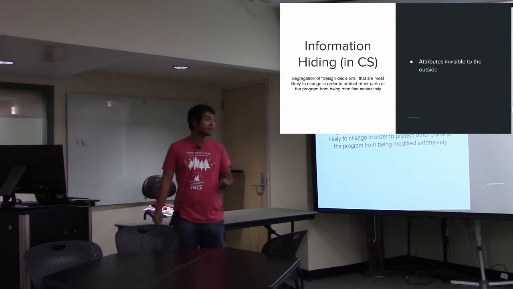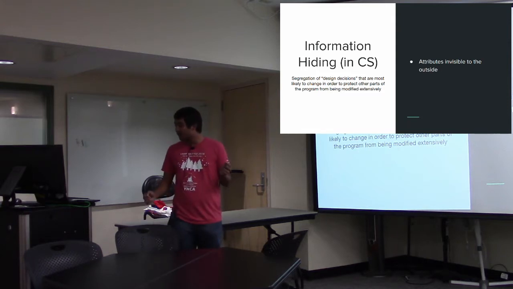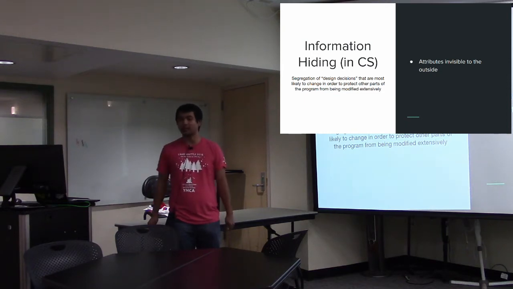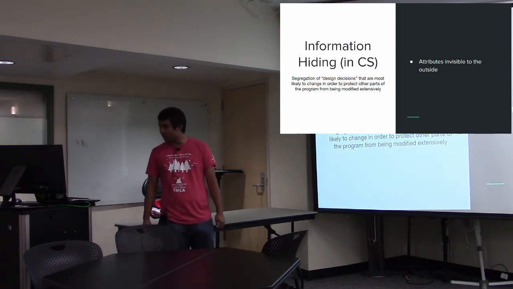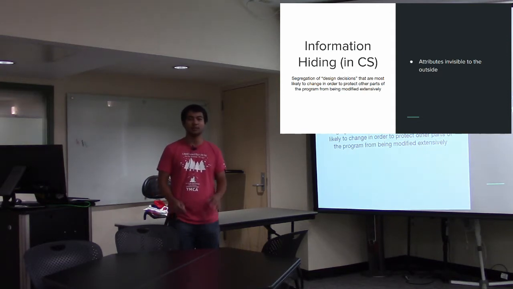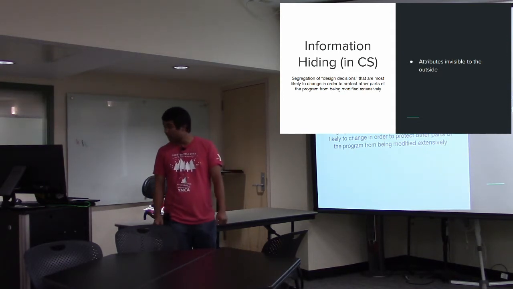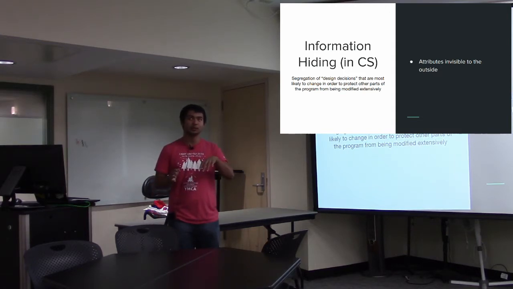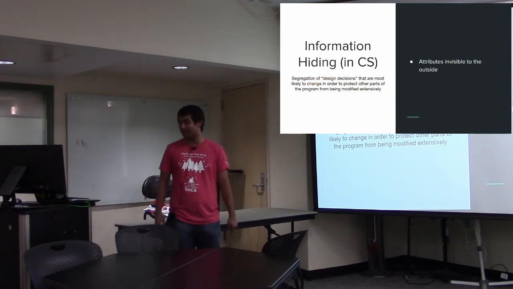In computer science, information hiding is a principle of segregating the design decisions in your computer program that are most likely to change. Those types of things you'd probably want to keep separate from the rest of your program, and you want to protect them from anyone who might want to access them outside of that program.